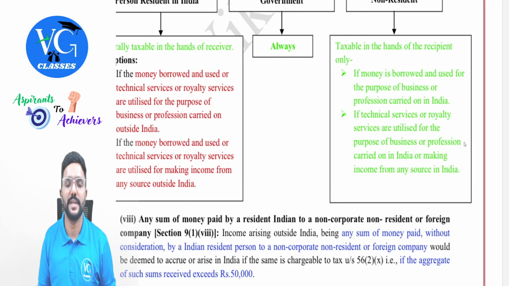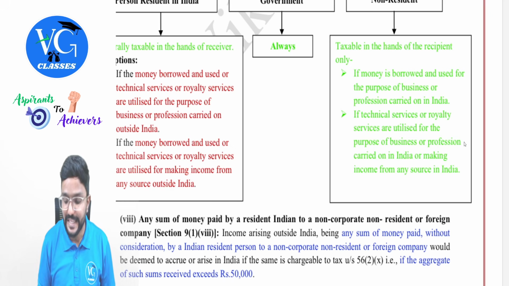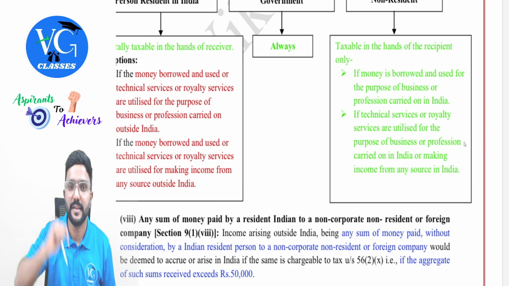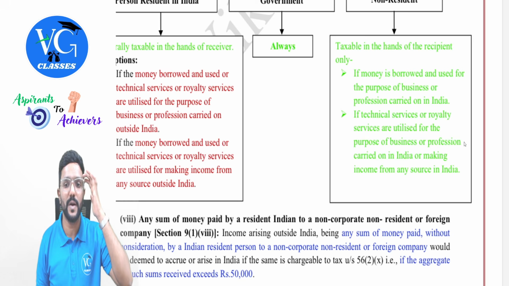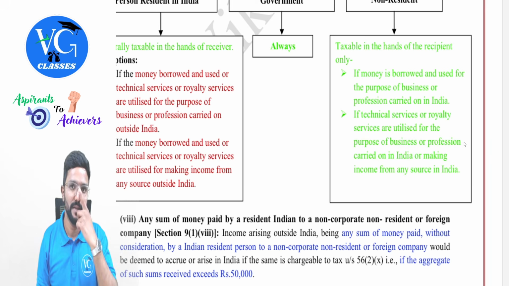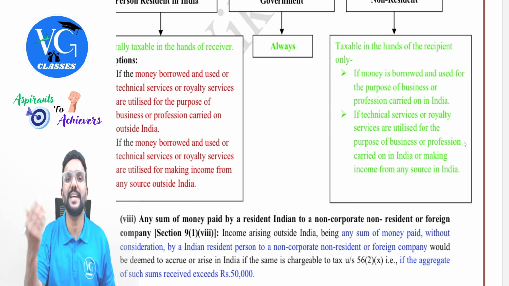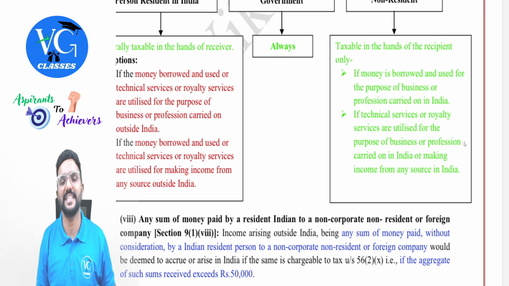Here, what is it, sir? If the money is borrowed and used for the purpose of business or profession carried on in India, or if technical services or royalty services are utilized for the purpose of business or profession in India or for making income from any source in India, then it is an income deemed to accrue or arise in India and hence taxable in the hands of non-resident guys. Is that clear? In this case also, sir, what if it is outside India? Then obviously it is not an income deemed to accrue or arise in India.